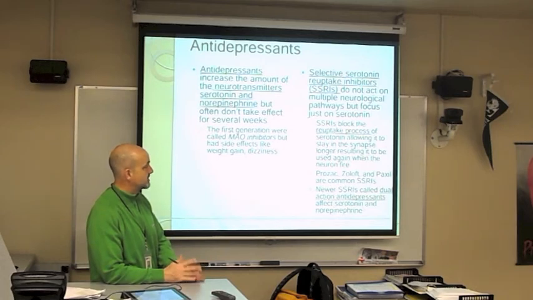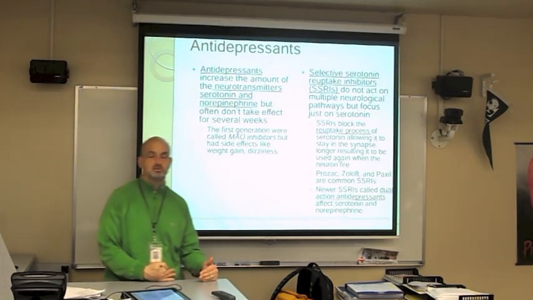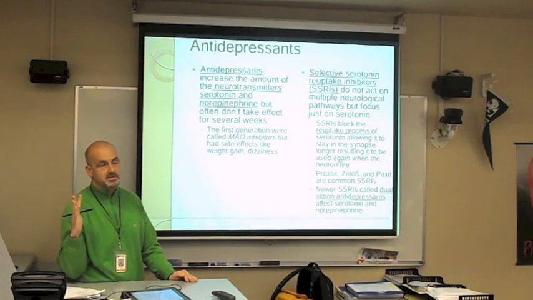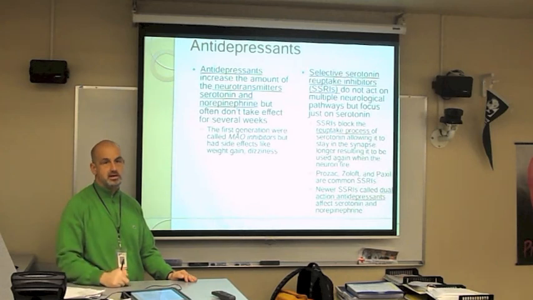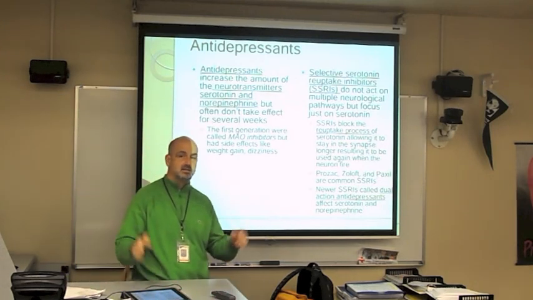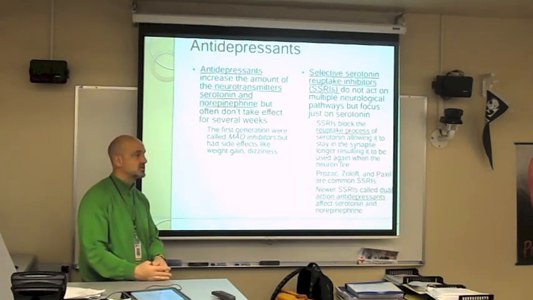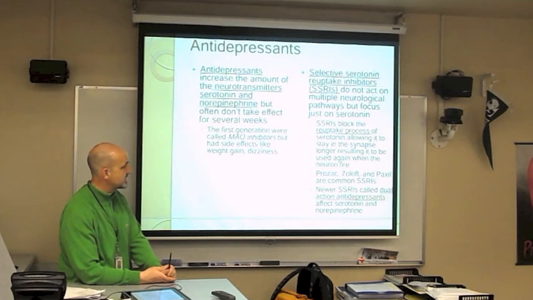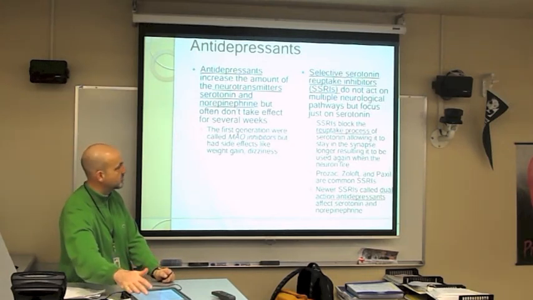This staying in the synapse longer results in it being used again when the neuron fires. So in other words, people that have sometimes genetic links to depression, what happens is the serotonin gets sucked back by the sending neuron before it has a chance to do anything. So simply what an SSRI does is slow that process down and allow the serotonin to be used, in other words, to have an effect. Now, some of the more common SSRIs are Prozac, Zoloft, and Paxil. Newer SSRIs are dual-action antidepressants, affecting not only serotonin, but norepinephrine as well.